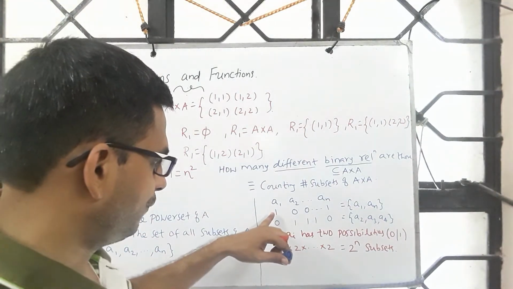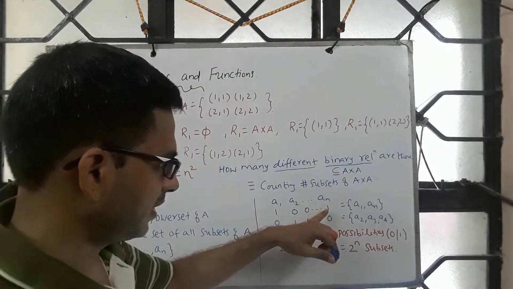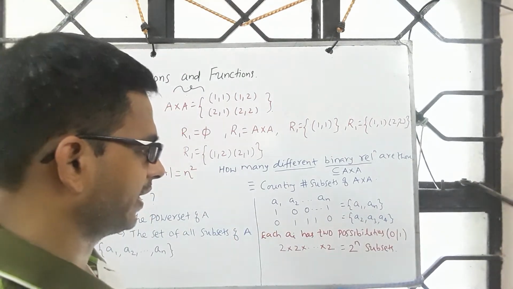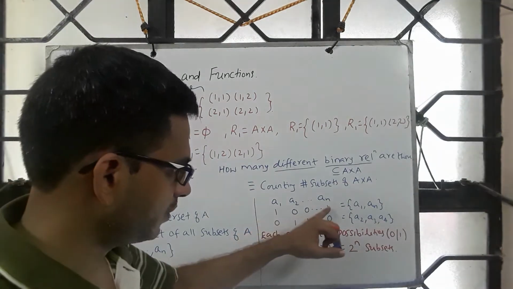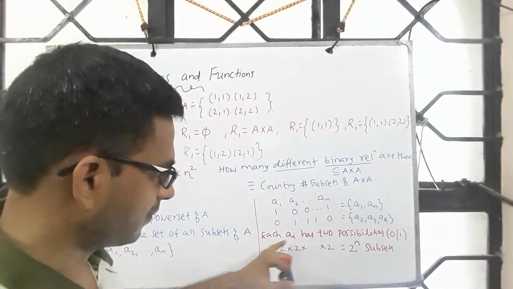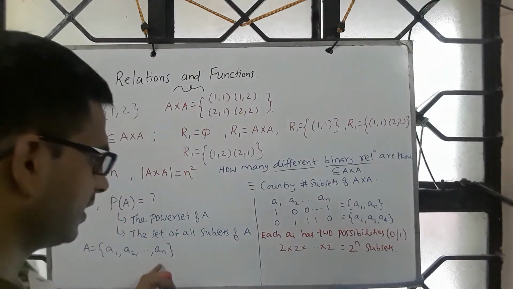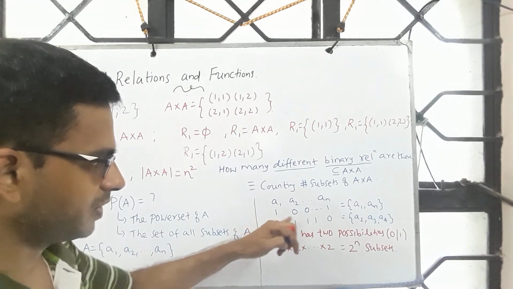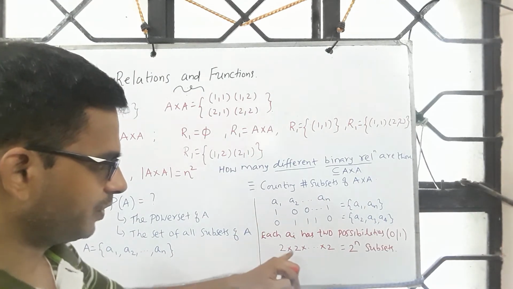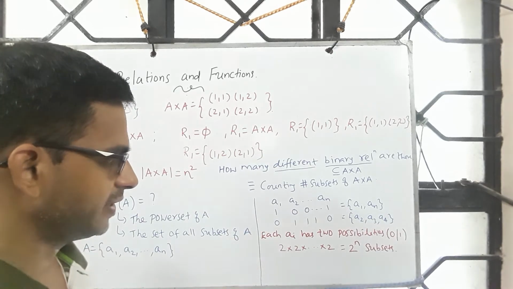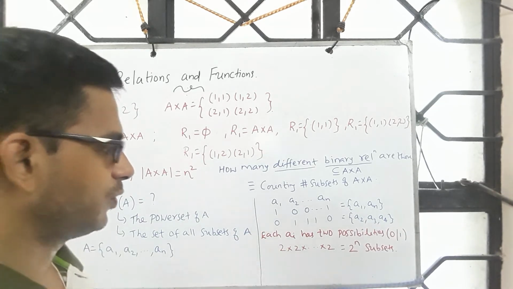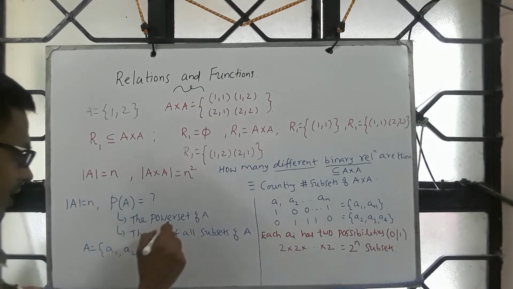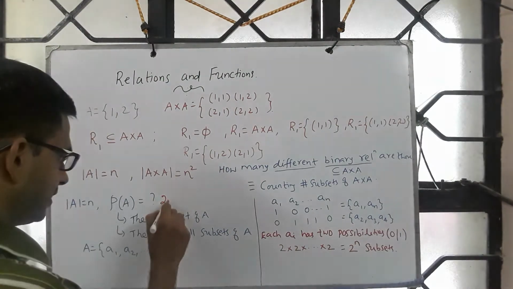So if a1 is present, a1 is 1 and an is 1, we get a subset containing a1 and an. If all are 0, then that is the empty set. If all are 1s, that's precisely the set itself. So like this you have two possibilities for each of them. So you get 2 into 2 into 2, so many possibilities, and that's precisely 2 power n. So given a set of size n, the power set, or set of all subsets, is 2 power n.